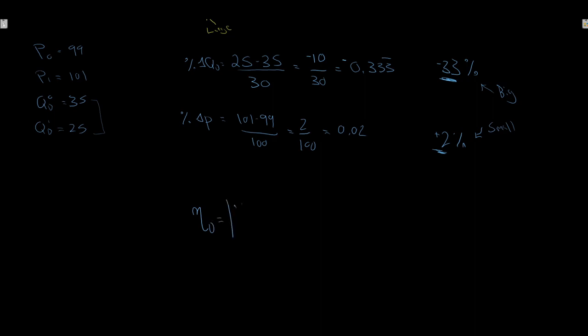elasticity of demand, percent change in quantity demanded over percent change in price, right? Okay, so negative 0.3333 divided by 0.02. What does that give me? Well, 0.33333 repeating, that's 1/3, divided by 0.02 is going to give me a value of 16.667.